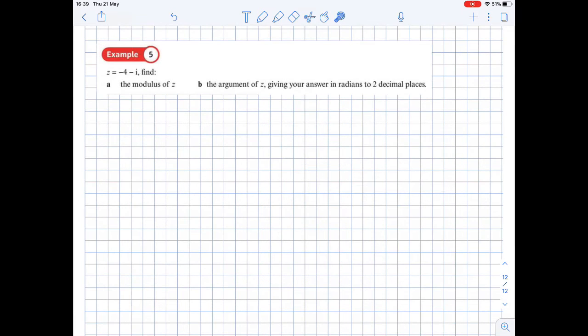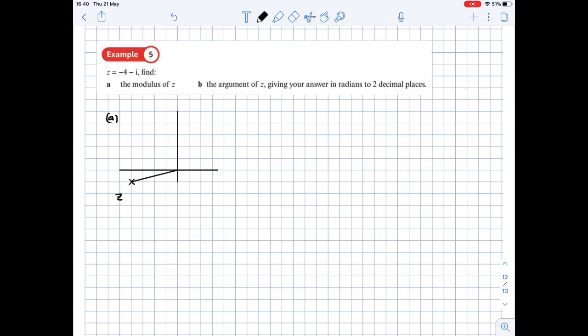Example 5. Here we have z, which is minus 4 minus i, and we want to find the modulus and the argument. So, with a quick sketch first of all, we can think of minus 4 minus i going to be down here somewhere. So we can think of this as being z. Let's just draw that line in.